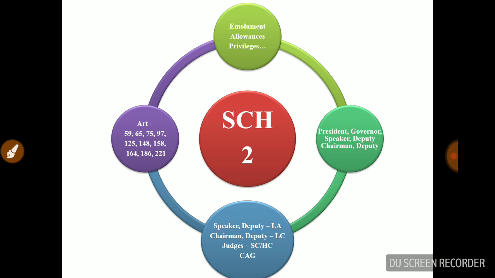And the President, Governor, Speaker and Deputy Speaker of the Legislative Assembly, Chairman of the Legislative Councils, Deputy Chairman of the Legislative Councils, judges of the Supreme Court and High Court, and the Comptroller and Auditor General. So these are the important officials. Their salaries are mentioned in Schedule 2 of the Constitution, and the articles are Article 59, 65, 75, 97, 125, 148, 158, 164, 186 and 221 respectively. So Schedule 2 is talking about the salary, so don't forget the point.